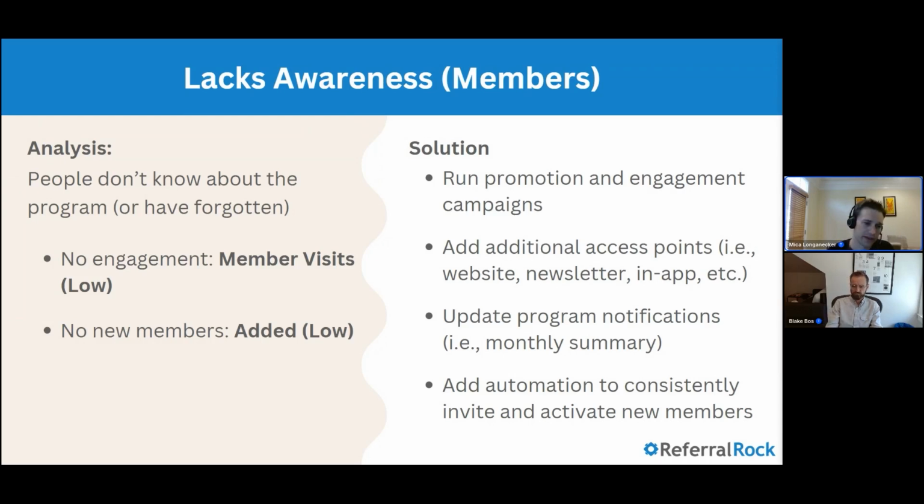Third, you can update program notifications. So Referral Rock offers a ton of different types of program email notifications to remind those members to share. Our monthly summary is probably the most obvious of these and the best place to do. So definitely make sure that email is set up and looks good. And then finally, add automation to consistently invite and activate new members. So we talked about this a little bit already, but the best programs are constantly adding new members and activating those members. So look at ways to build on processes or workflows so that happens automatically.